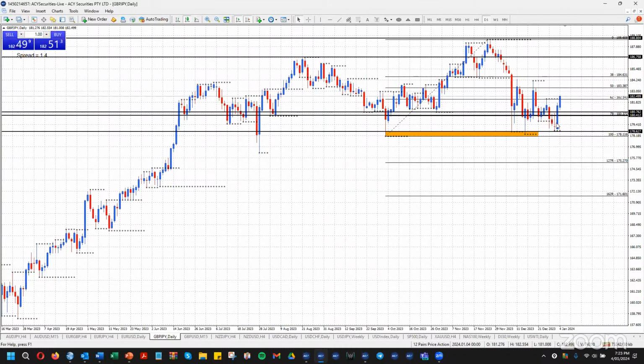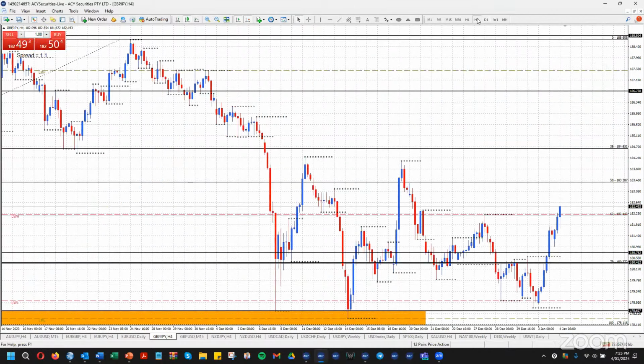So if you haven't already got in here, it's a little bit difficult to get in because it's a little bit overextended in the short term. But it could well be coming up towards 186.75, which is the weekly high area over here. So it's a question of how can you get on board. Really, I would say at the moment, looking for a pullback.